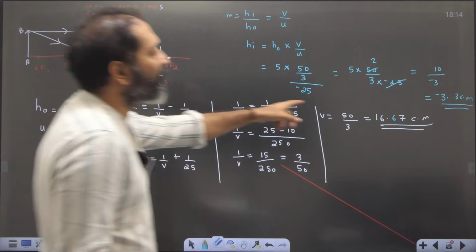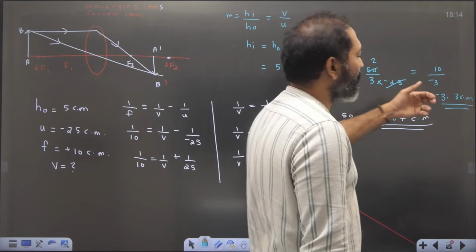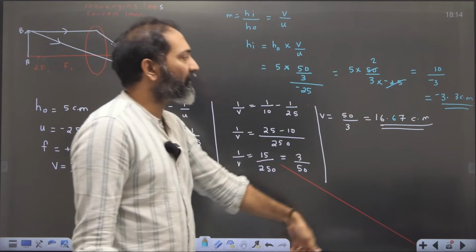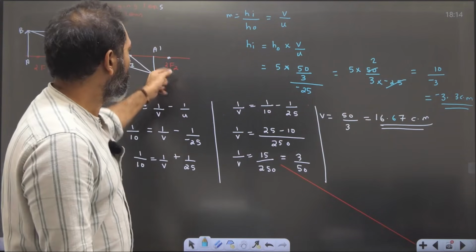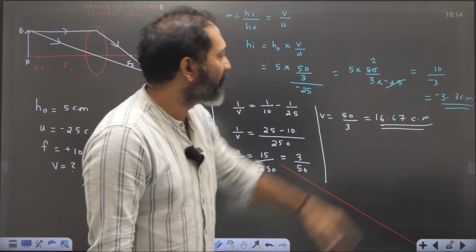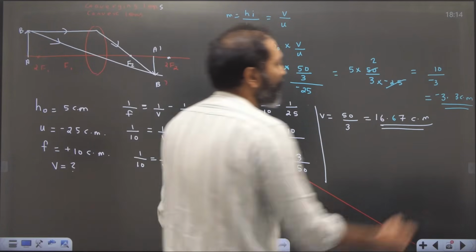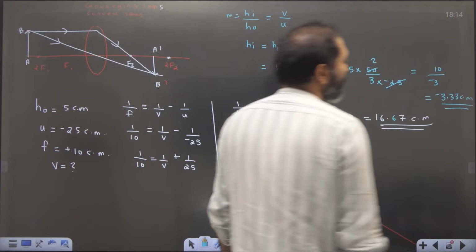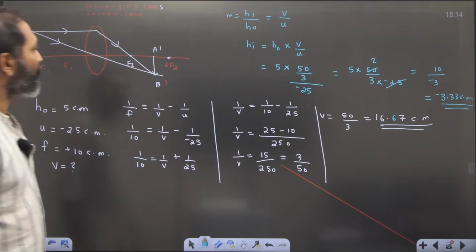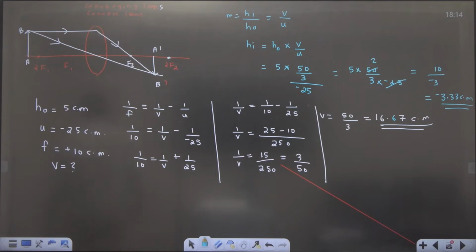See here we are getting minus sign. Why minus sign? Because it is an inverted image. So image height will be negative. Okay, minus 3.33 centimeter. So that was about that question. I hope it is clear.